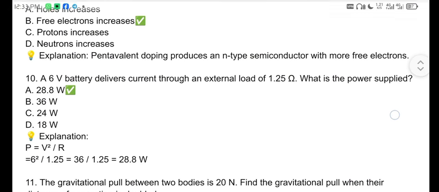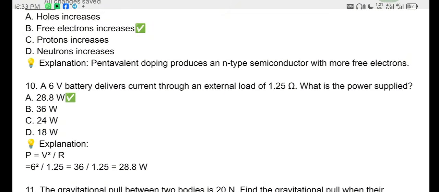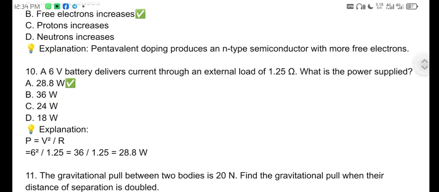All right. So the next question says, a 6 volt battery delivers current through an external load of 1.25 ohms. What is the power supplied? Okay, so we know that applying power relating to voltage and resistors, the formula to use is what?